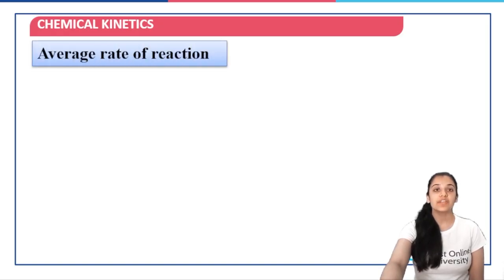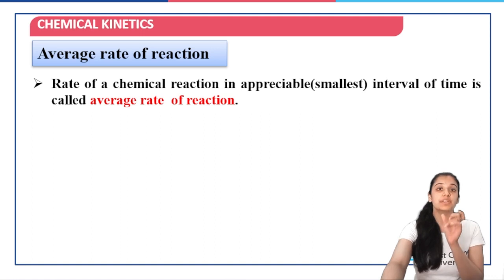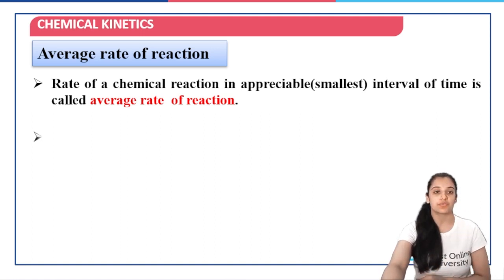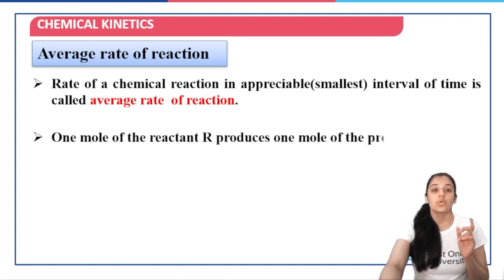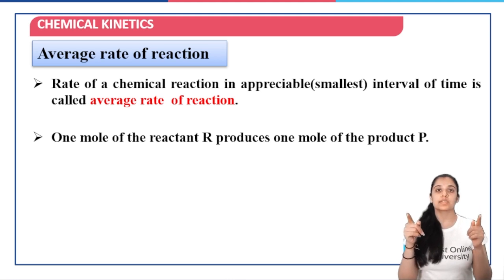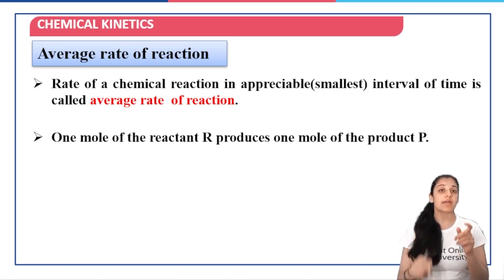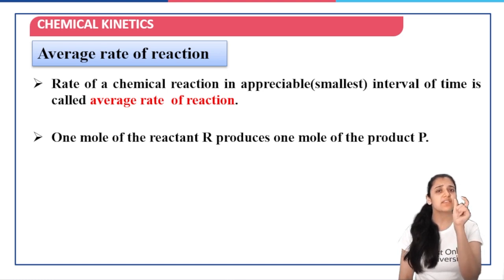Now, what is average rate of reaction? The rate of a chemical reaction in the appreciably smallest interval of time is called the average rate of reaction. So whenever we're talking about a reaction that has taken place over, say, a period of 5 minutes, but I want to talk about the average rate of reaction, then I will be considering the rate in a very small interval of time.